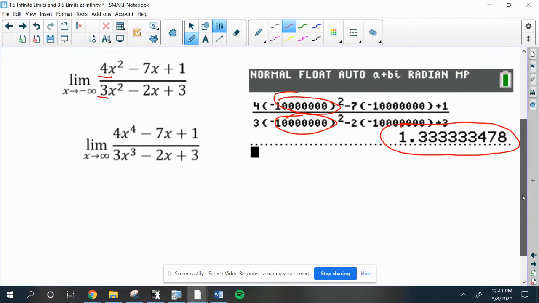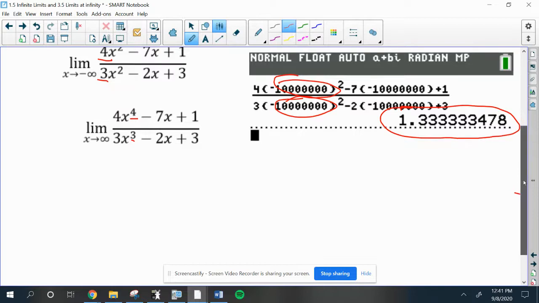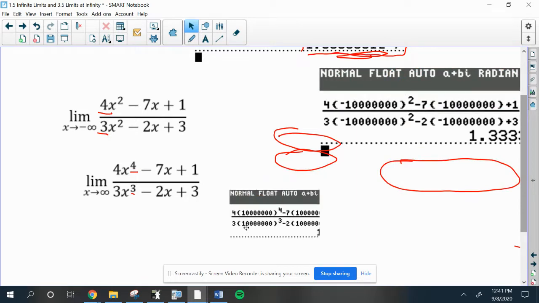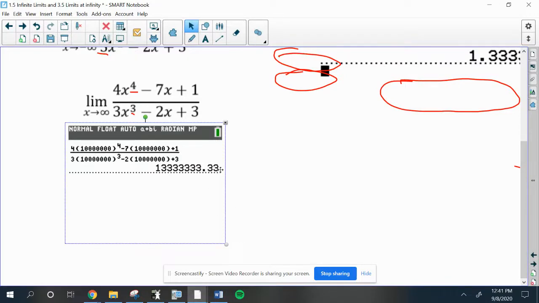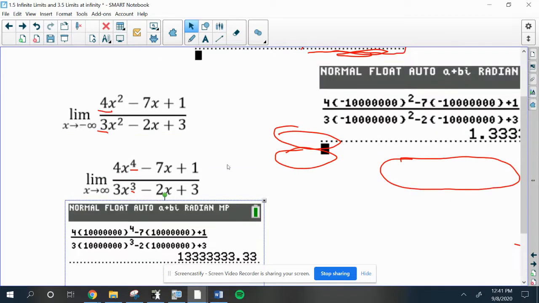And finally, the last one. Notice on the last one, the degree of the top is 4. That's bigger than the bottom. So when you do that, again, I'm going to positive infinity, so I'm going to plug in a very big number. You'll see that when I do that, the result is getting bigger and bigger and bigger and bigger. In other words, it doesn't approach a number. Therefore, if you're looking on the horizontal asymptote side of things, this one does not have a horizontal asymptote.